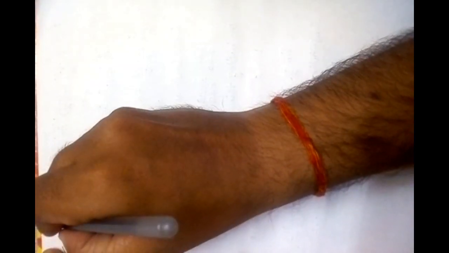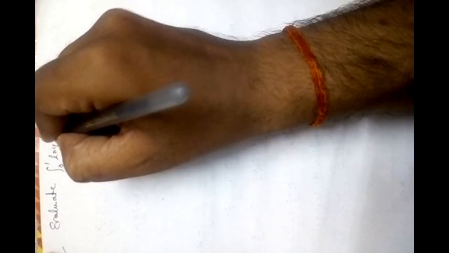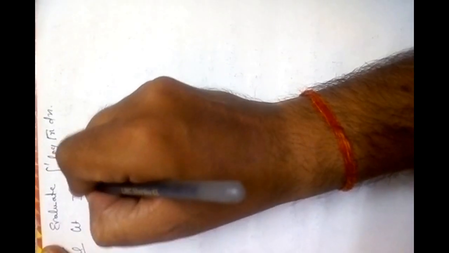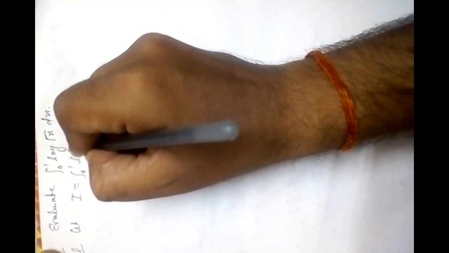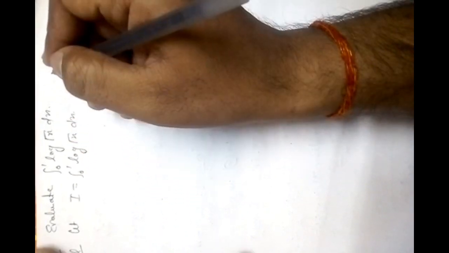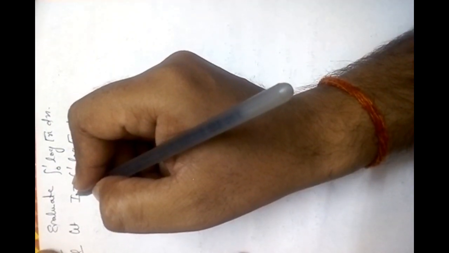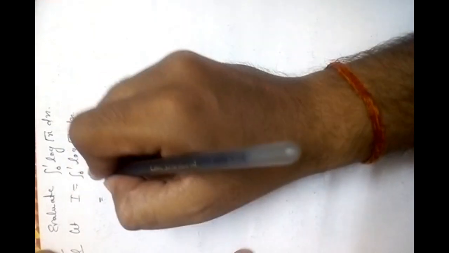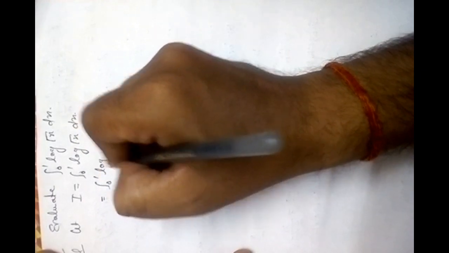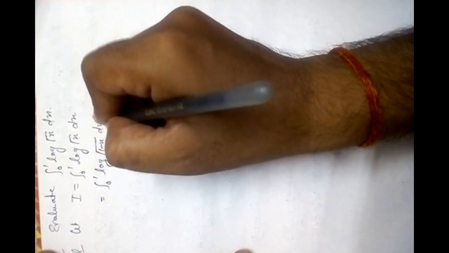Next question is evaluate the integral from 0 to 1 of log gamma x dx. Solution: let I be equal to the integral from 0 to 1 of log gamma x dx. As we know that the integral from 0 to a of f x dx is equal to the integral from 0 to a of f a minus x dx, we can write the integral from 0 to 1 of log gamma 1 minus x dx.